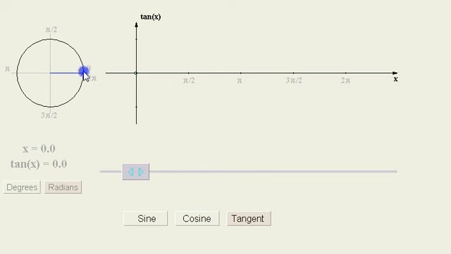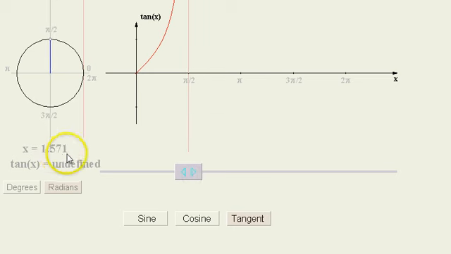Now as we move around the unit circle, notice that the slope of the angle increases. And you can see the tangent graph is curving up. Now what happens as we get to pi over 2? Because at pi over 2, slope is undefined. And you'll see, if I can get it right up there, x is 1.571, which is pi over 2, and its slope is undefined.